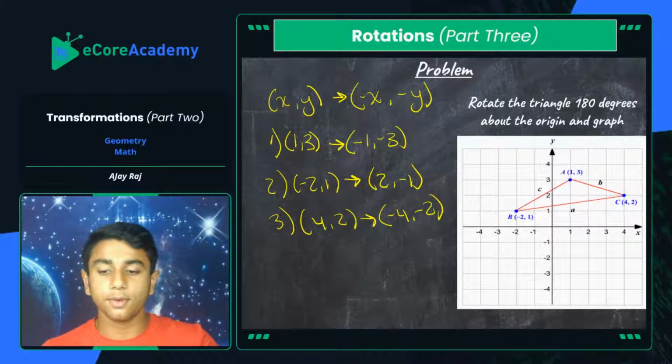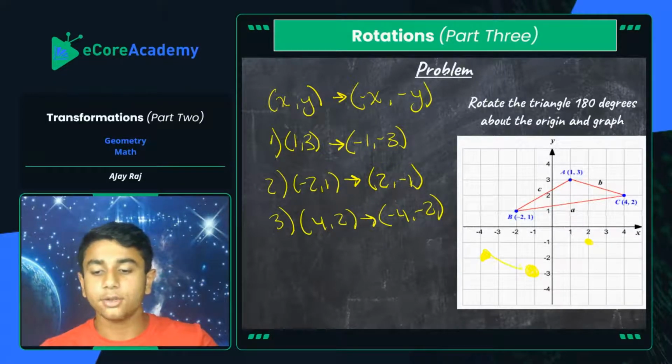And now we're just going to graph that on our coordinate plane here. So we're going to start with negative 1, negative 3. We're going to graph that down right here, and then 2 comma negative 1, and negative 4 comma negative 2. Here we go. That's clearly a 180 degree rotation.